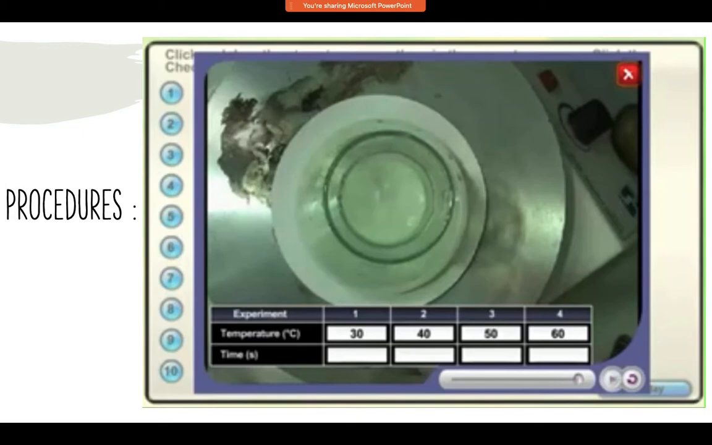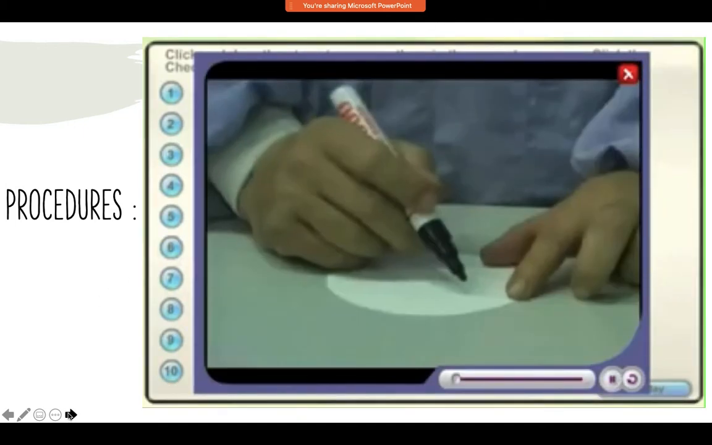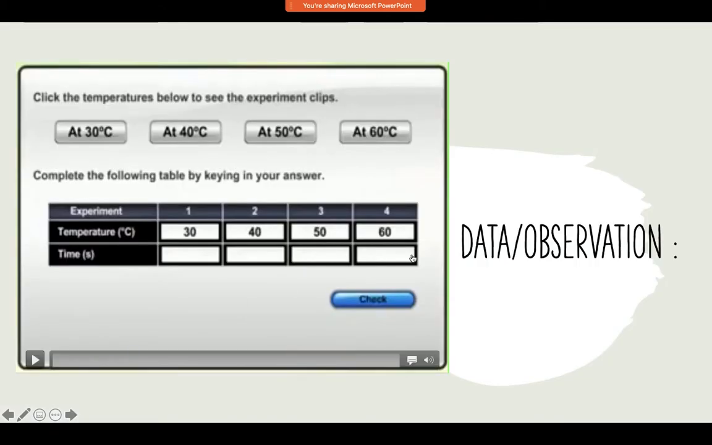So the experiment is repeated 4 times with different temperatures from 30 degrees Celsius until 60 degrees Celsius. And then from the experiment, you have to record the time taken for the X mark to disappear from sight. Next is the data and observation. Record the time taken for the process at different temperatures. Key in the recorded time in the table provided.